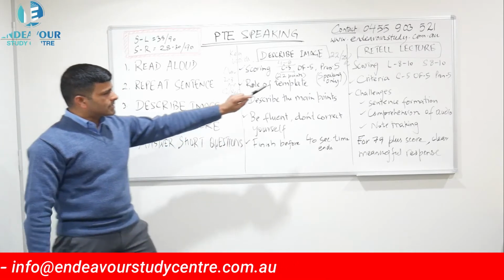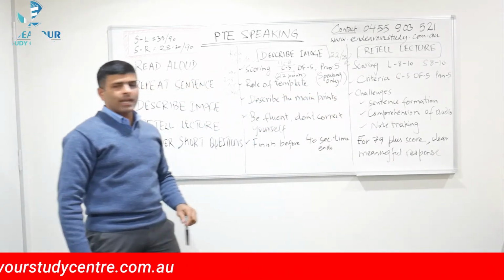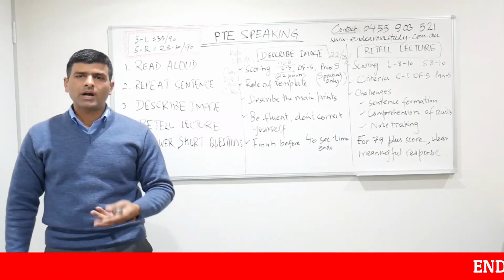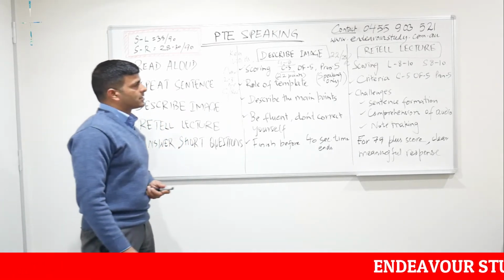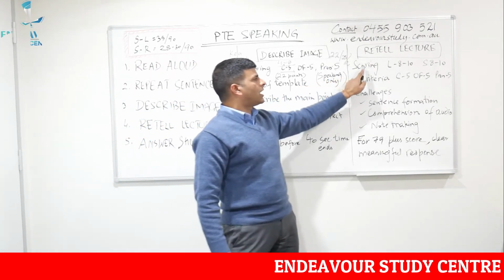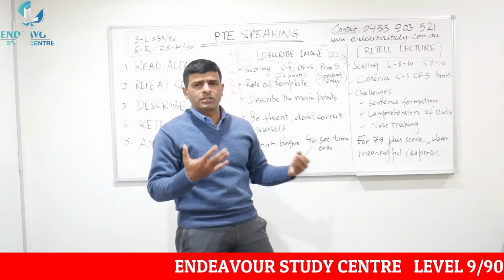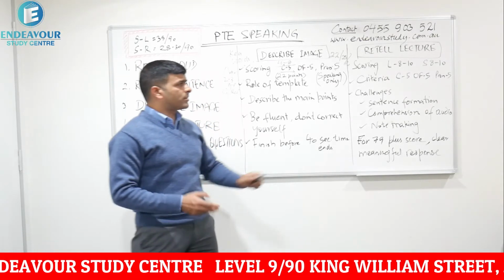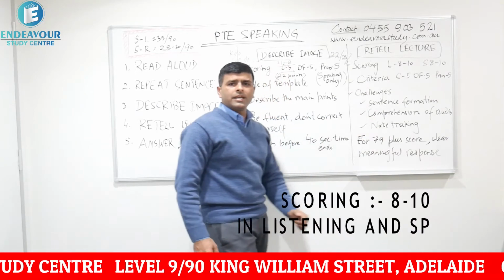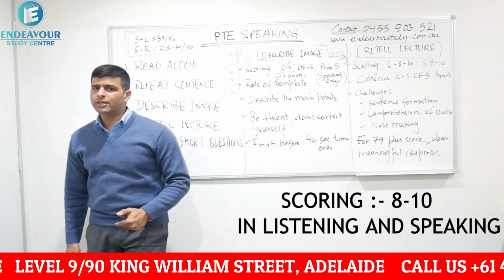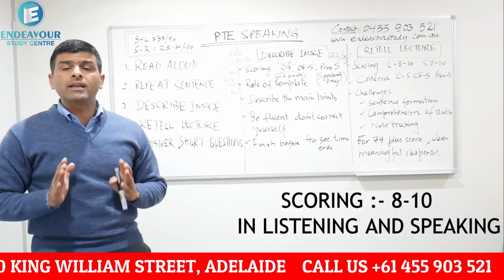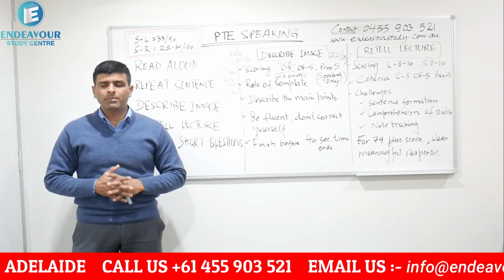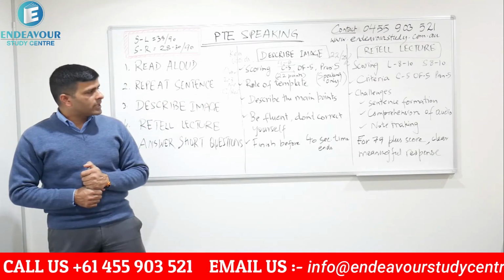So let's discuss some of the main points in Retell lecture. So again, we have discussed the scoring: 5 marks in the content, 5 marks in oral fluency, 5 marks in pronunciation. So the first thing is going to be scoring. How much is the value of your Retell lecture towards your speaking as well as listening? So approximately 8 to 10 points in speaking, 8 to 10 points in listening module, they rely on your Retell lecture. But these are critical points, especially for the people who are looking for 79 plus or 65 plus score. The Retell lecture becomes really, really important.